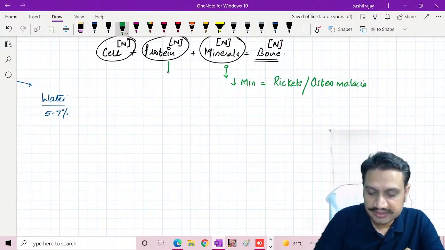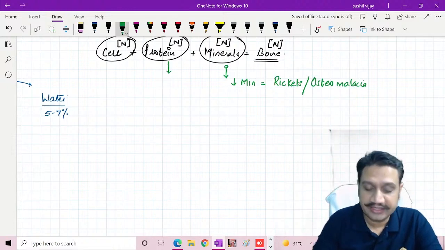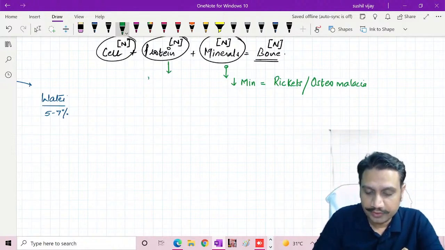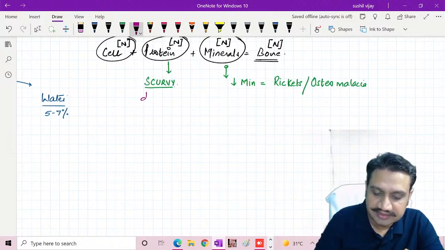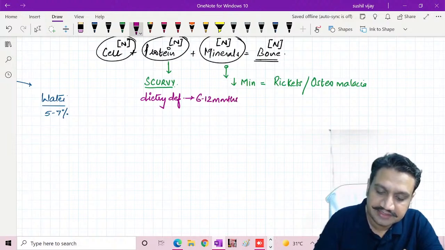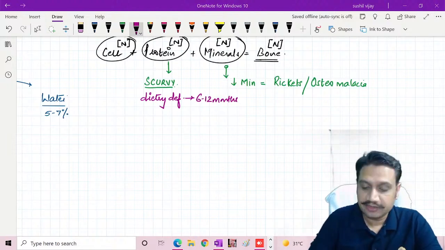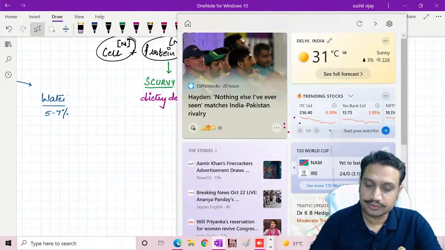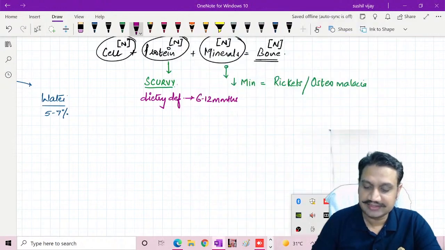What are the disorders which are related to the protein? The protein disorders are two basically. One is what you call scurvy. So how does scurvy occur? Scurvy is a dietary deficiency of vitamin C. For how long? For 6 to 12 months. So when there is a dietary deficiency of vitamin C for 6 to 12 months, then we see scurvy.